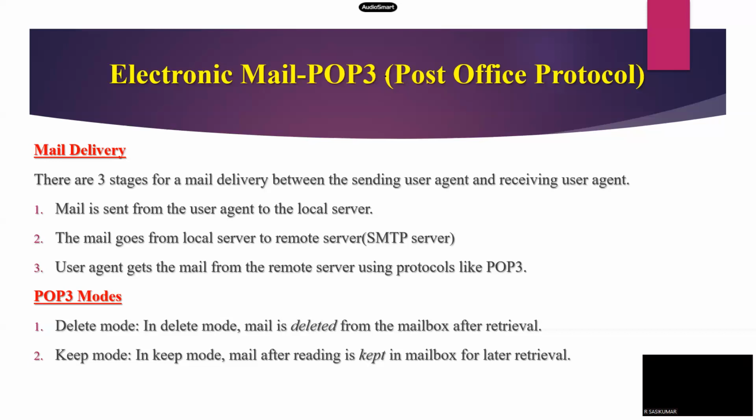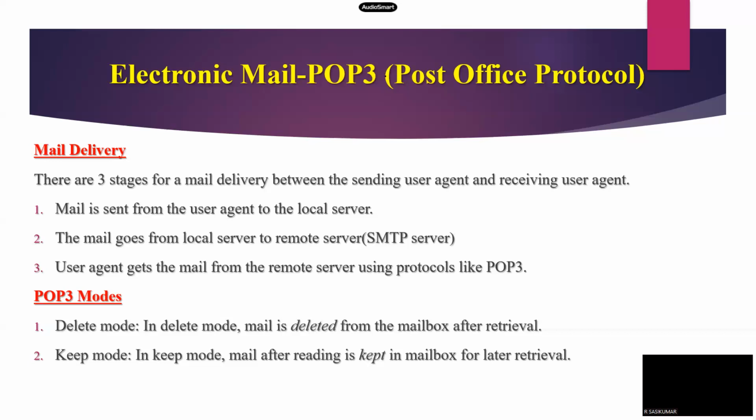In that post office, wherever the letter needs to be dispatched, the letters will be segregated area-wise, and dispatched to the respective head offices and places. That is the third step. The user gets the mail from the remote server using a protocol like POP3. So that's why it is called Post Office Protocol. What happens in a government post office or courier section is the same thing that happens in the POP3 protocol. That's why it is called Post Office Protocol.